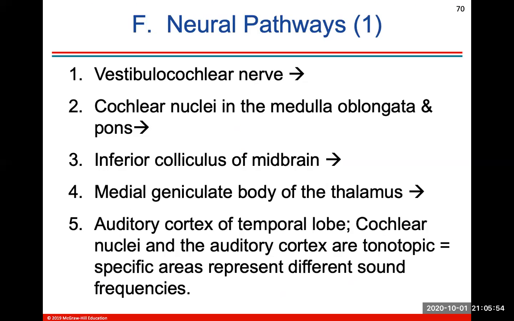And this is the neural pathway. So there is a neural pathway for smell, and there will be one for vision. The sound sensation waves will be coming through the vestibulocochlear nerve. They'll go up to the medulla oblongata and the pons of the brainstem. They'll go to the inferior colliculus of the midbrain, and then to this body region of the thalamus and into the auditory cortex of the temporal lobe.